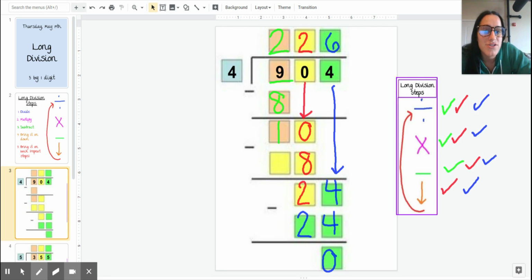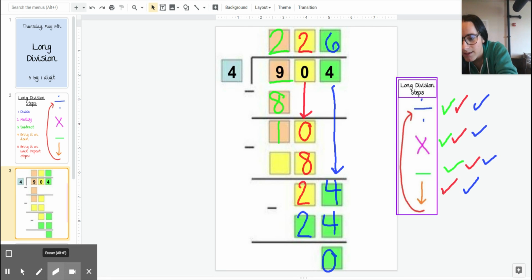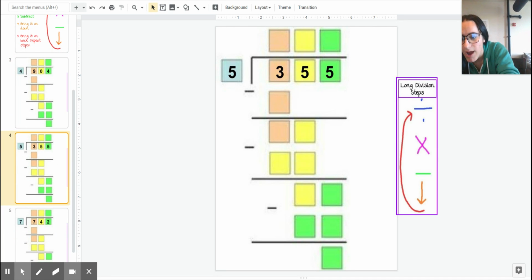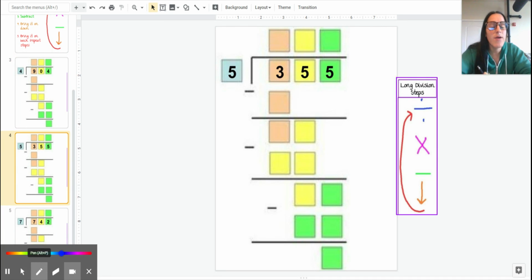So my answer to this problem, 904 divided by 4, the answer is 226. And we don't have any remainders for this problem. Let's check out another one. All right, here's our next problem. So now we're doing 355 divided by 5.